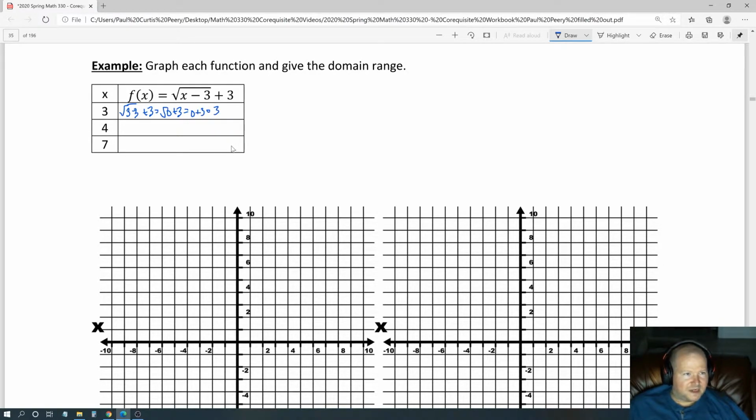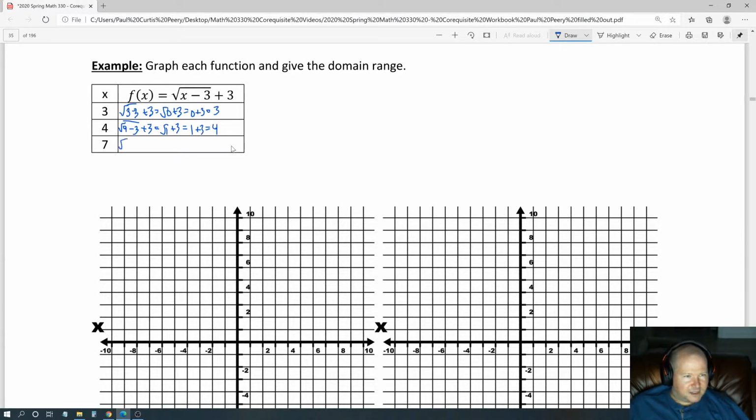Got ahead of myself. Next, we have a 4. 4 minus 3, right, plus 3. Square root of 4 minus 3. 4 minus 3 is 1. Square root of 1 plus 3. Square root of 1 is 1. 1 plus 3 is 4.